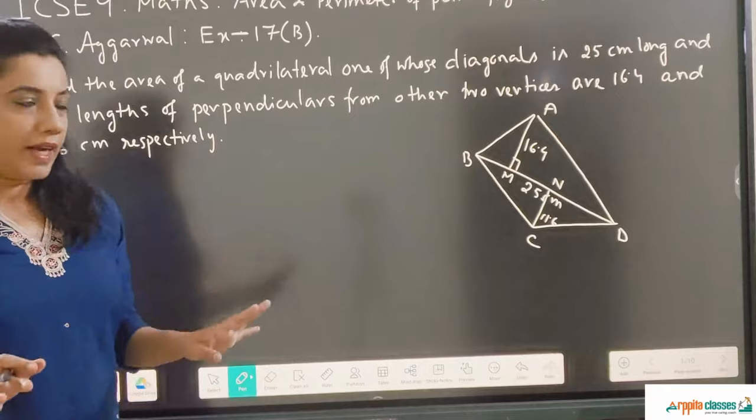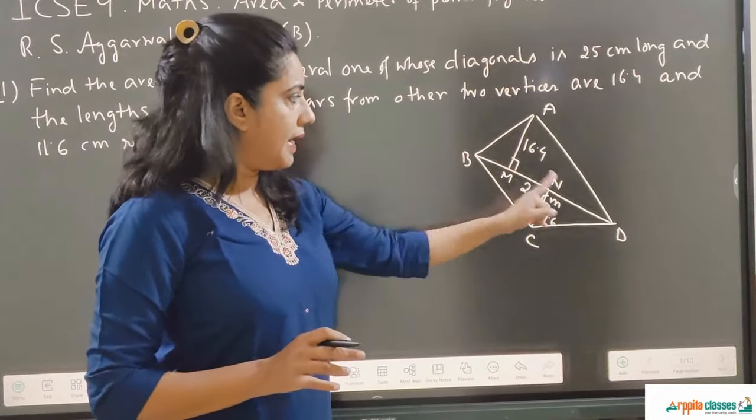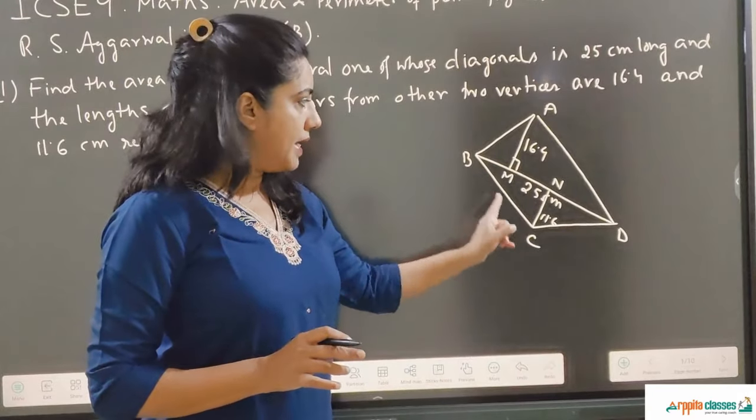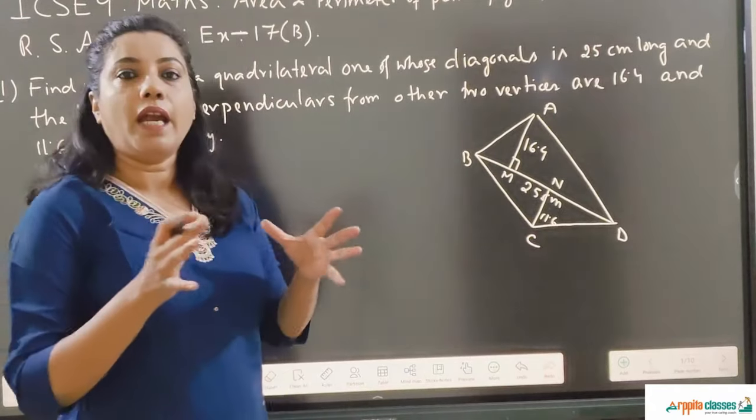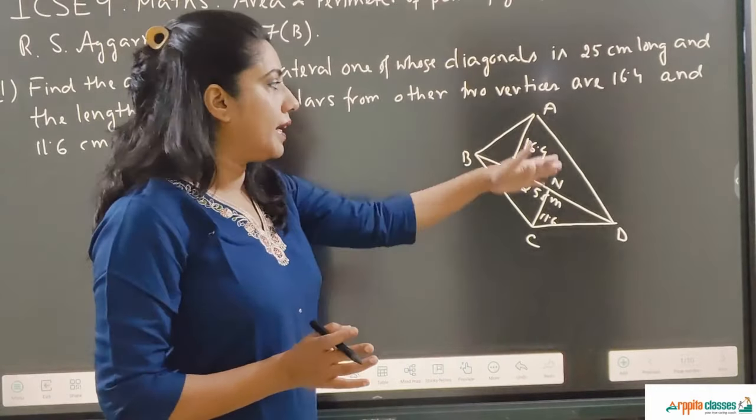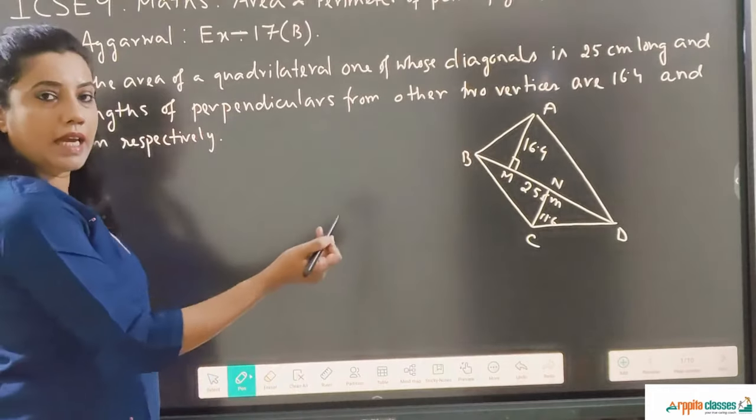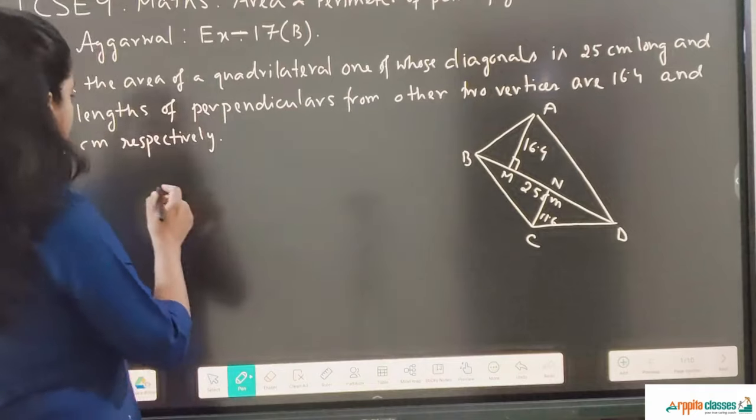So very clearly we can see here there are two triangles. One is triangle ABD, the other one is triangle BCD. So if you can find out the areas of the triangles separately and add them together, we get the area of the quadrilateral. So that is the concept here. We will find out the areas of the triangles separately.